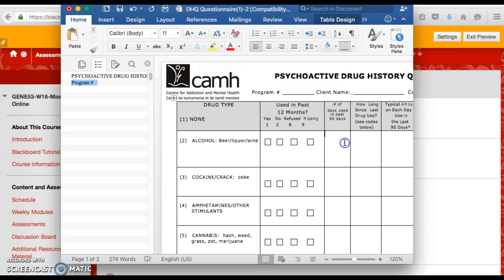When it comes to these boxes, they're pretty easy. You can just type in them. So you can put your number in. This person used 90 of 90 days. Yes, they used alcohol in the last 90 days.